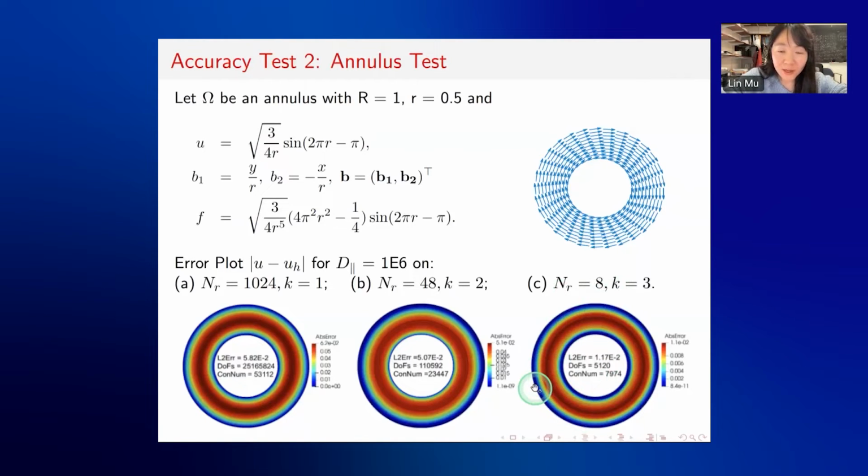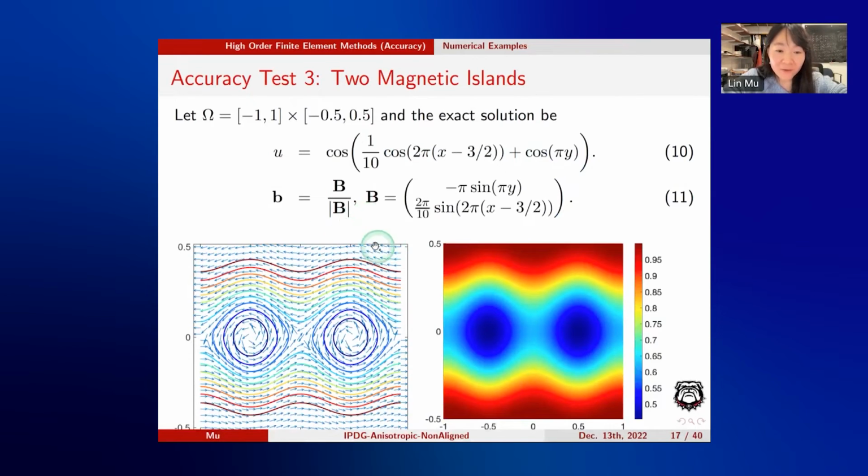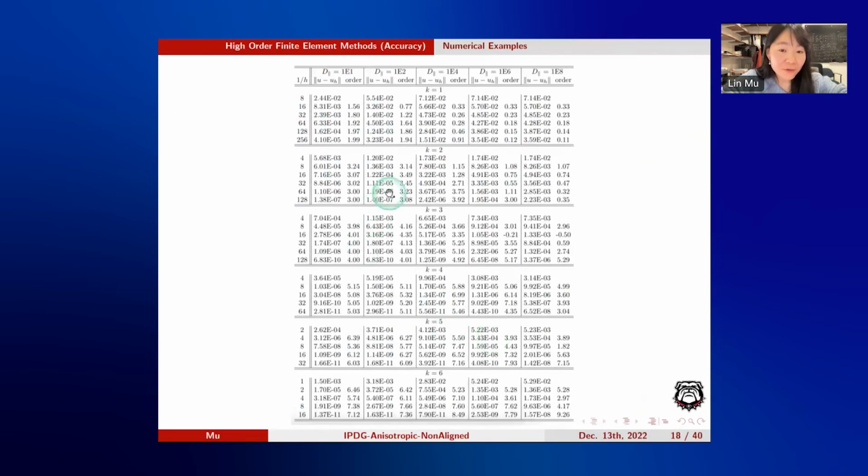Let's try an even more challenging test. For this test, B is changing direction, and B is some function related to the spatial variable. Now we plot B as this arrow plot, and the contour plot for U, and the color plot for the exact solution U is shown in the right figure. Let's test the error profile and convergence order for different values of h, different values of the anisotropic ratio, and different polynomial degrees. Here are the results for the related parameter settings.